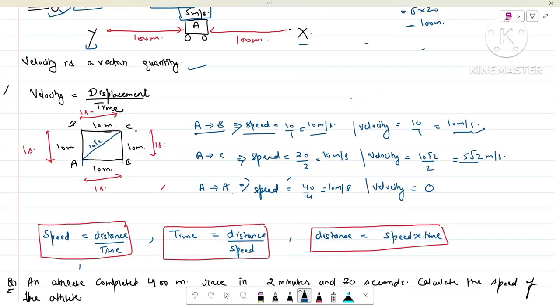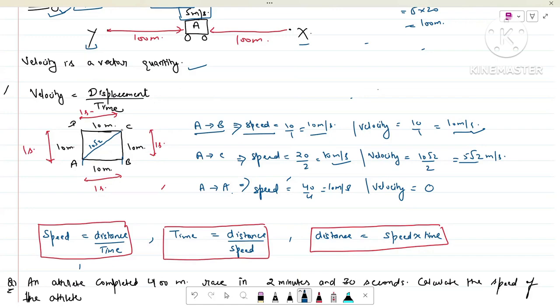Now, when a person has reached from point A to C, he has covered the distance AB first, then from B to C, he covered again 10 meter. 10 plus 10, 20 meter in 2 seconds. So his speed is again 10 meter per second. But velocity is displacement by time. And displacement is shorter distance.